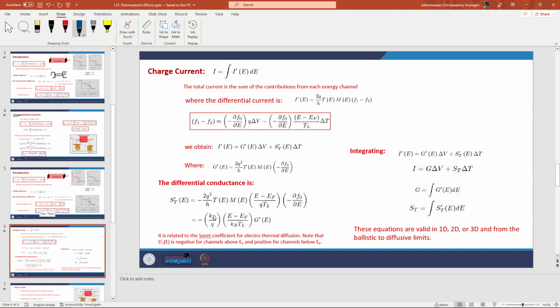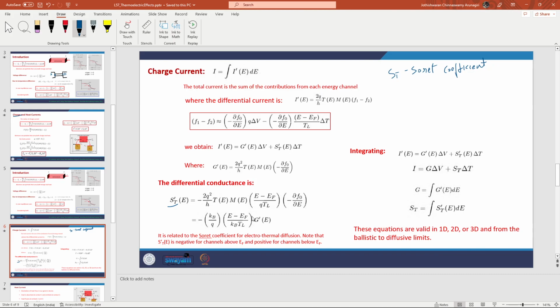So this is the relationship between the thermal coefficient, which is referred to as the Seebeck coefficient. So S_T is the Seebeck coefficient. That relates itself to the specific conductance at a given energy level by this factor. Again, as you can see, the sign of the Seebeck coefficient will depend on the position of EF.